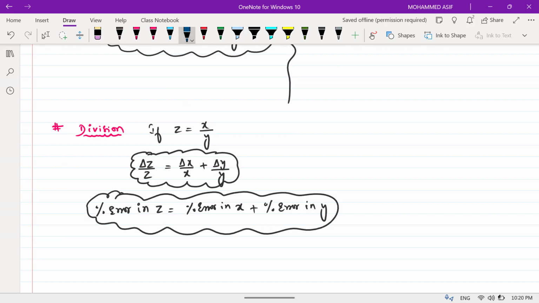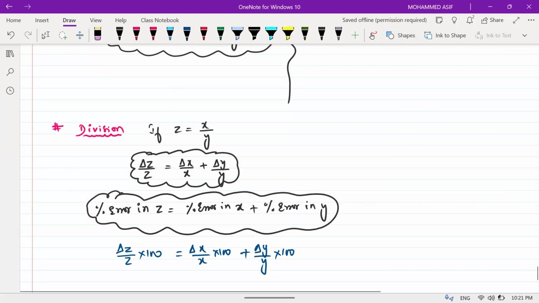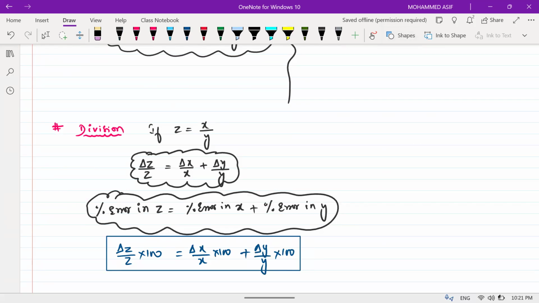Isn't it? Like say, this one is right now delta Z divided by Z into 100 is equal to delta X by X into 100 plus delta Y divided by Y into your 100. Okay. So that will be your answer. Am I clear? Yes, sir. Sure.